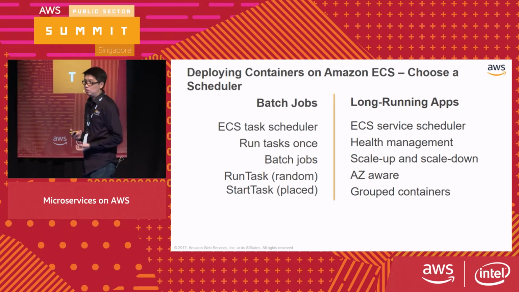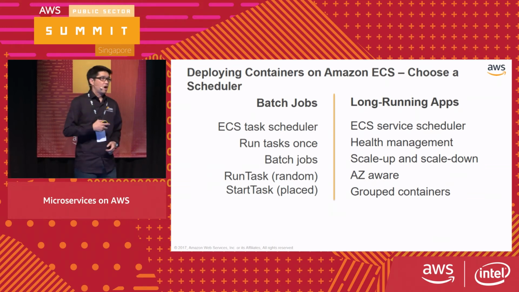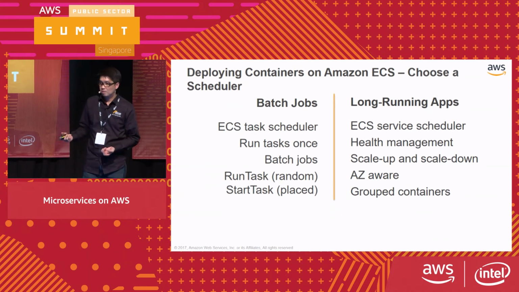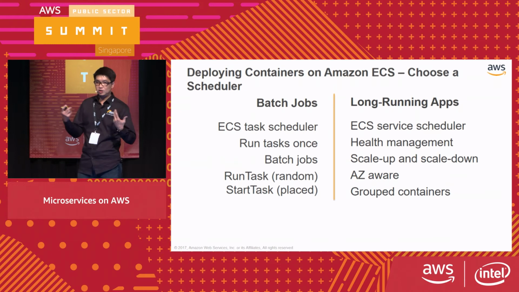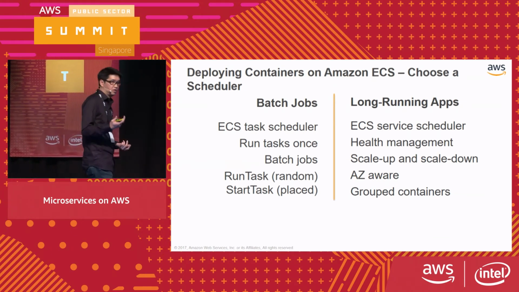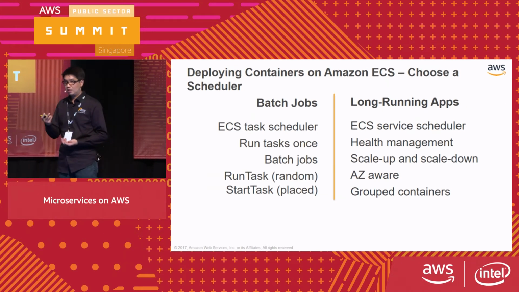Service scheduler also has the notion of group containers. For example, if I want to have a container that contains an Nginx proxy, but at the same time I want to have a Node.js Express container as well, because these 2 have to work together, I can create a group container such that every time this service is deployed, the 2 containers will be deployed together at the same time.